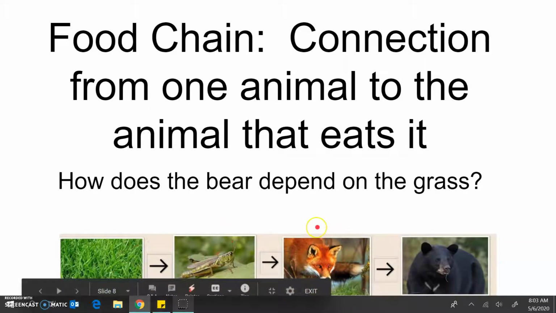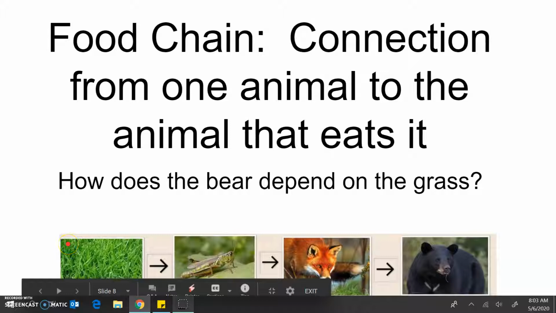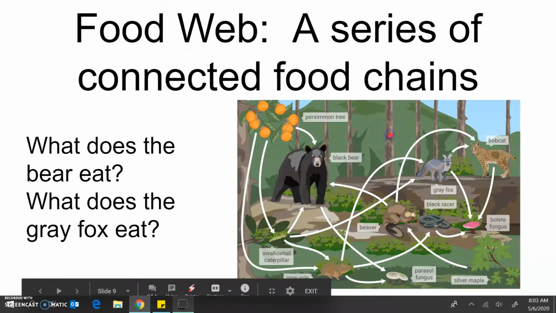The fox wouldn't have any food. The grass would grow more because there's not as many crickets there to eat it, and it would damage the entire food chain.